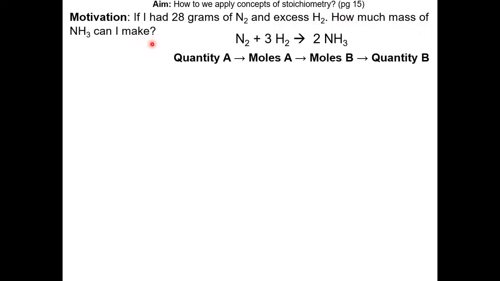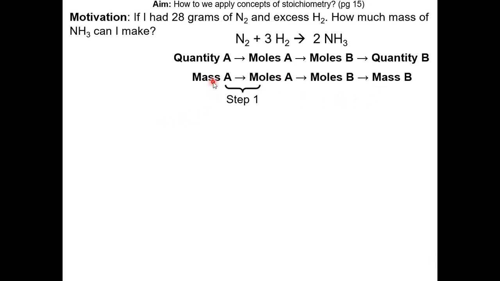So using the general strategy, quantity A from the problem represents the mass of N2. Quantity B, which is what we're looking for, is the mass of NH3. So we're going to go from mass of A to moles of A, then to moles of B, then to mass of B. Step 1 is converting mass of A to moles of A. Step 2 is doing a mole ratio to go from moles A to moles B. And step 3 is converting moles of B to mass of B.